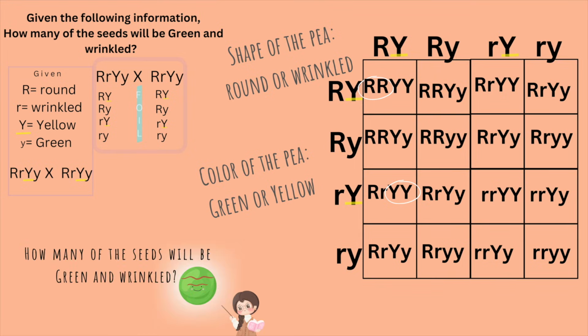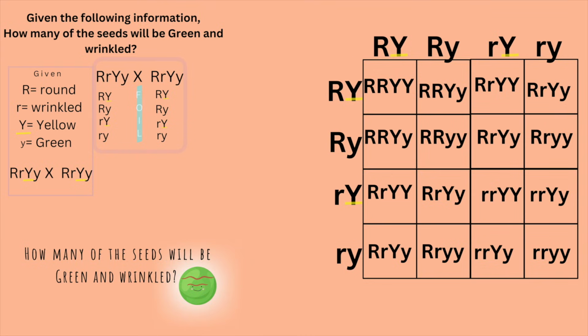Okay, so the question is asking how many will be green and wrinkled? These 4 that I circled will be wrinkled, and these 4 will be green. Only one of these will be both wrinkled and green. So your answer is 1.